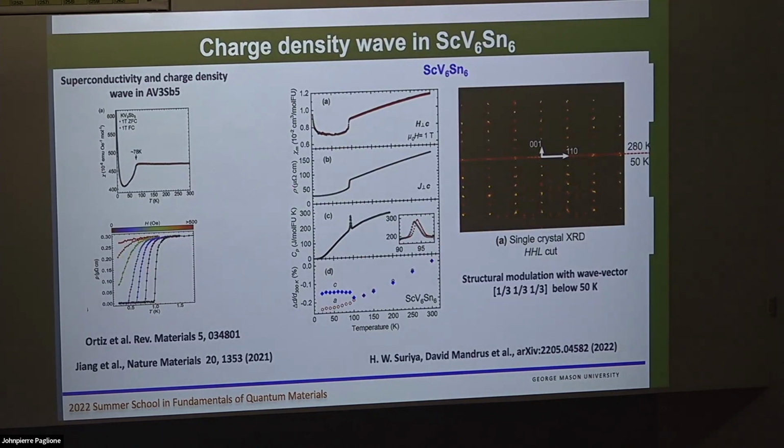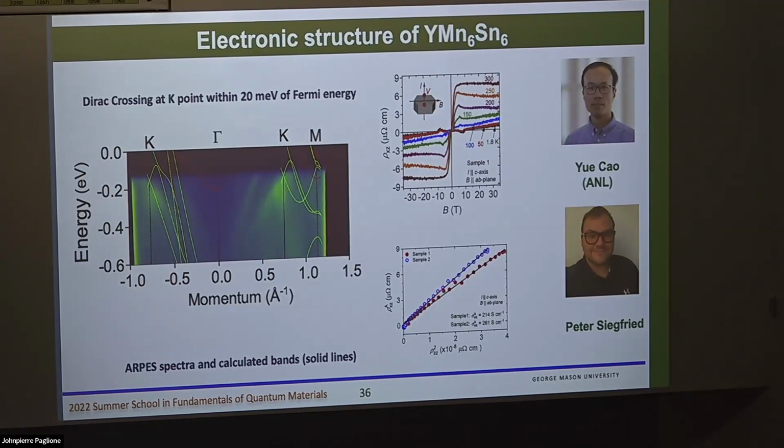Another interesting thing about the Kagome system is that this set of materials, the AV3Sb5 system, is getting a lot of attention because of two discoveries: one is the superconductivity just below 1 Kelvin, and the other is the charge density wave. Recently, David Mandrus's group reported similar behavior, at least not the superconductivity, but the charge density wave. The charge density wave in this system is different from that in this system, but a charge density wave is detected in this system. I'll get back to that a little later.